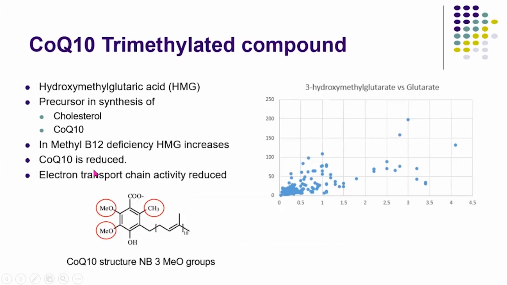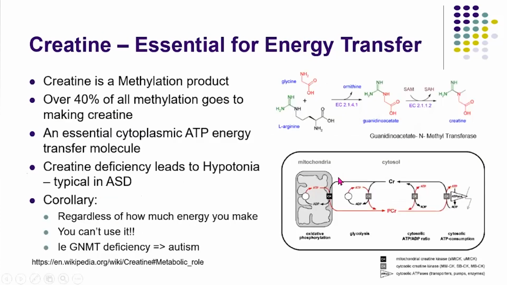And it's a part of the electron transport chain. And we can see here that as B2 deficiency goes up, the amount of this precursor goes up, so it's not being converted to CoQ10. This is some data from all of the kids that I had, basically saying you're getting lower electron transport chain activity due to lower CoQ10.